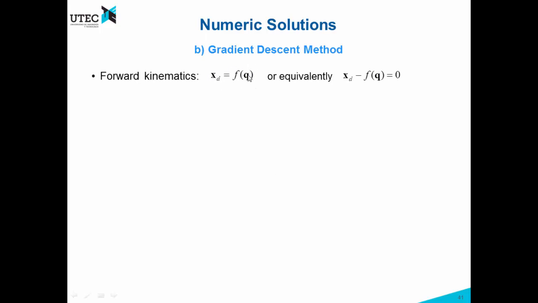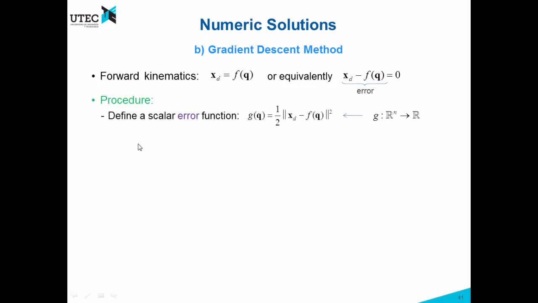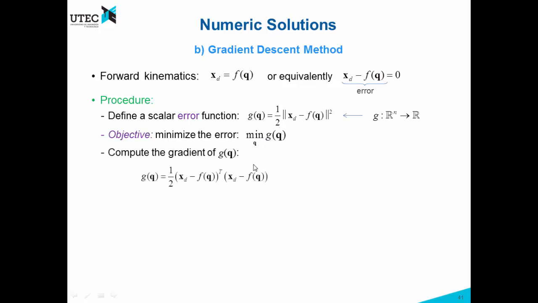Forward kinematics is given by this expression, or equivalently this. And we can consider this as an error. The procedure is to define a scalar error. In this case, we can take the norm, the square norm of this, and put just 1/2 for mathematical convenience. Then the objective will be to minimize this error, this function, the norm of this error. We compute the gradient of this with respect to q. In this case, this expression is exactly the same as this one, but written in a different way.